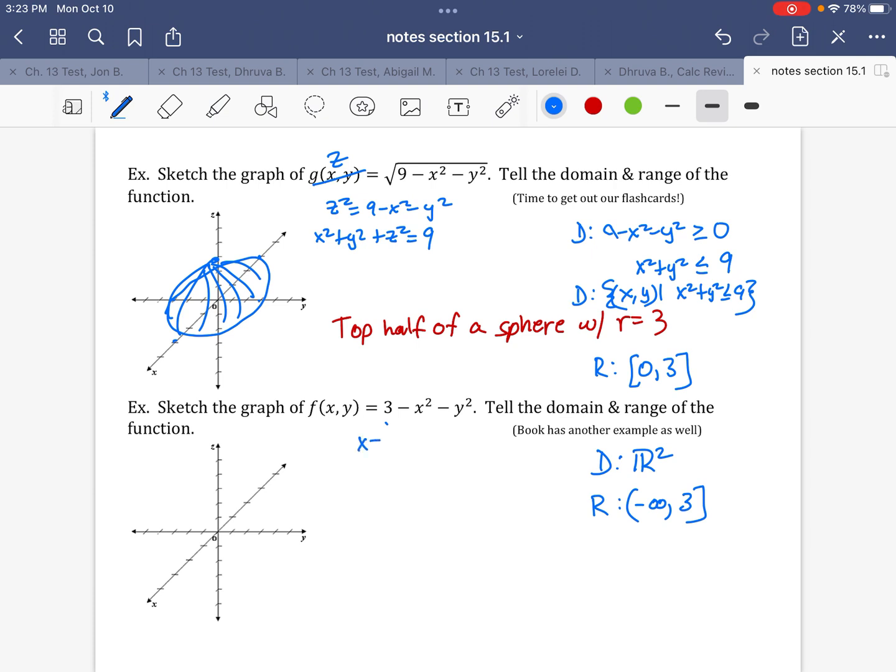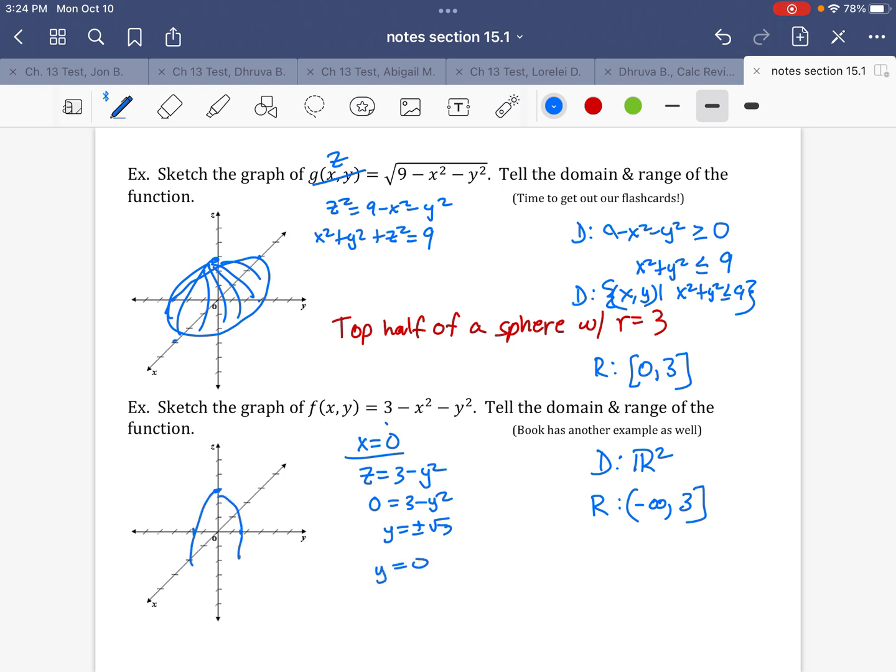So let's let x equal 0. If I let x equal 0, I get z equals 3 minus y squared. So that's a parabola touching 3 on the z-axis. And if I let z equal 0 here, I would get 3 minus y squared, so basically y equals plus or minus radical 3. So it's going to be touching the y-axis at 1.7 on either side. So parabola coming down there.